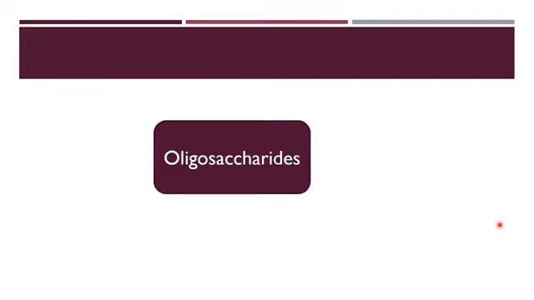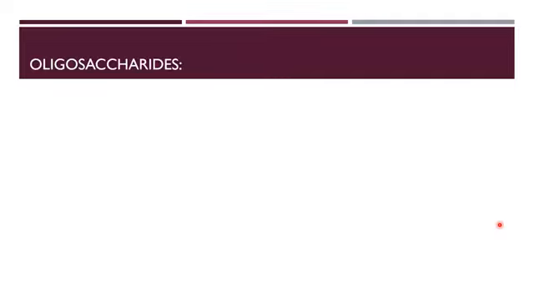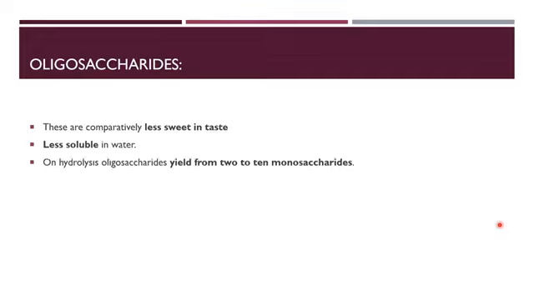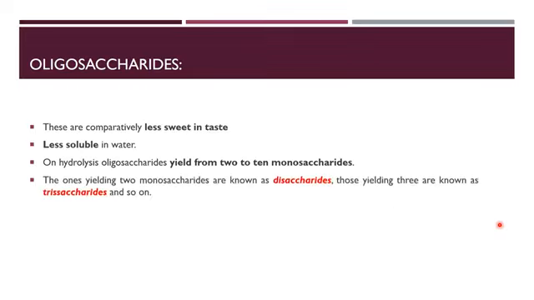Now we are moving to discuss the oligosaccharides. The characteristics of oligosaccharides are that they are very less sweet in taste and less soluble in water. On hydrolysis, they yield 2 to 10 monosaccharides. If they are made up of two monosaccharides, they are known as disaccharides. If they are made up of 3 monosaccharides, they are known as trisaccharides, and so on, tetra, penta, hexa, and after 10 monosaccharides, we move to the polysaccharides category.